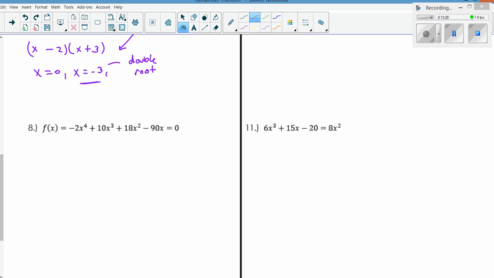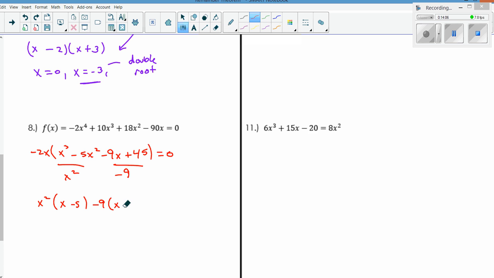Alright, next one. Alright, this one I can factor out a -2x, which leaves you with x to the 3rd minus 5x squared minus 9x plus 45. So 4 terms, I can factor an x squared out of here and a -9. So hopefully we're seeing a quicker one to factor by grouping. I have x squared. I get left with (x minus 5), -9, and (x minus 5). So they match, so I can group them.